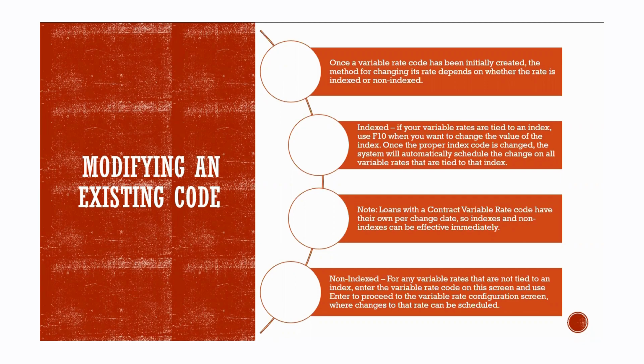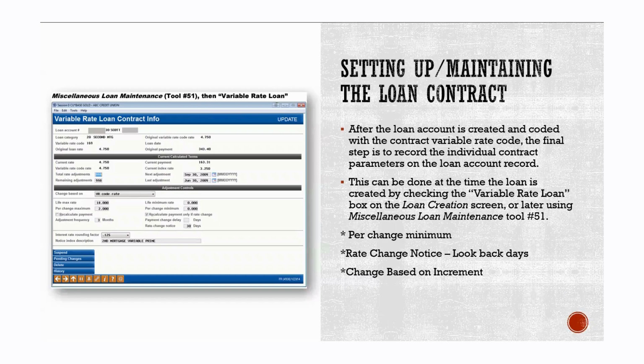For non-indexed, any variable rates that are not tied to one, enter the variable rate code on the screen and use enter to proceed to the variable rate configuration screen where changes to that rate can be scheduled. So this is the screen where you enter all of the parameters for each member's individual contract. These parameters will match what you have in their documentation for this. So your lifetime max, your lifetime minimum rate, your per change maximum, and the minimum that rate can change by.